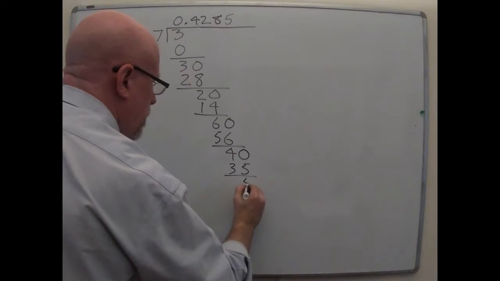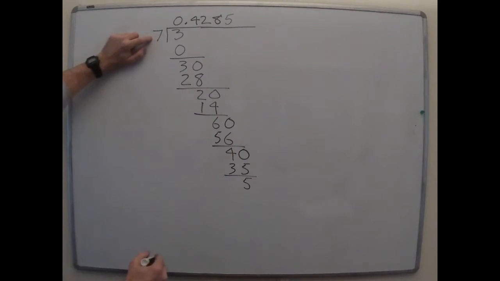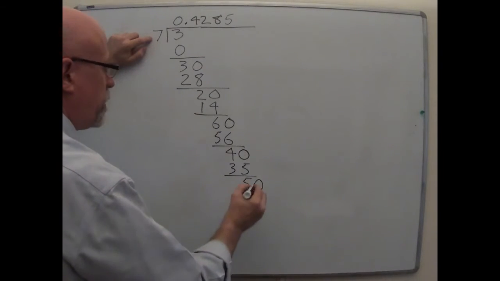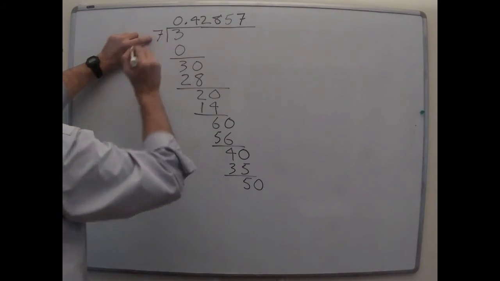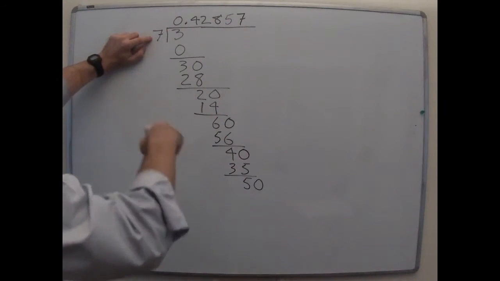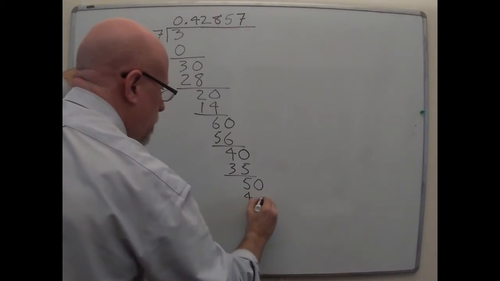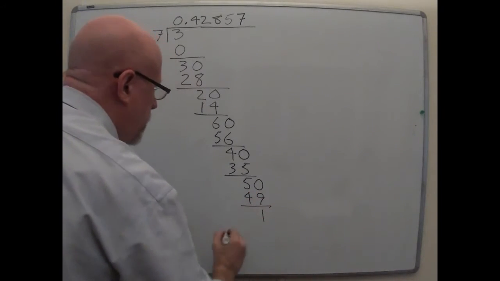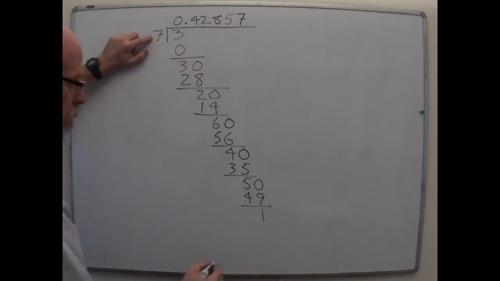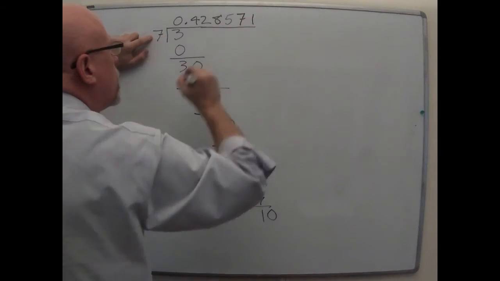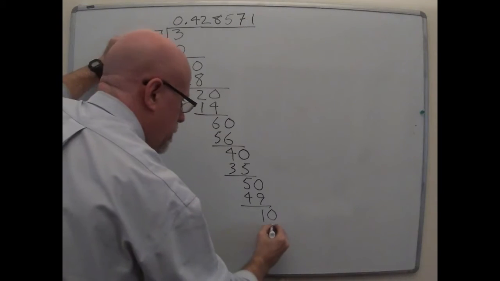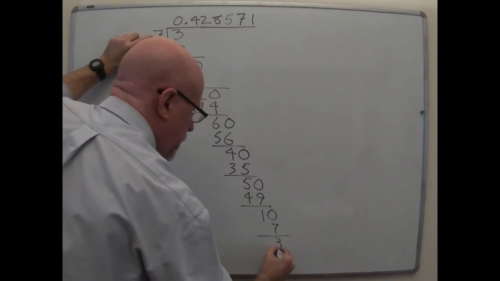Subtract, you get a 5. Does 7 go into 5? Of course not, but it goes into 50. There's where the 7 times comes in. I should cross my 7s. 7 times 7 is 49. You get a 1. 7 doesn't go into 1, but it goes into 10, and it goes in once. Multiply back, 7, you get a 3.